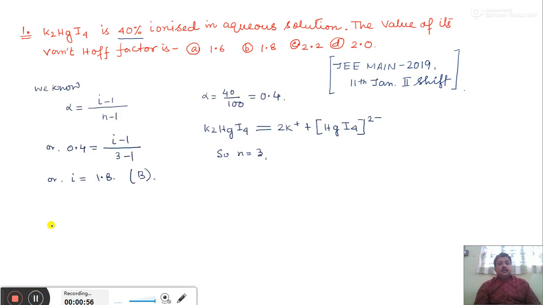Now the solution. We know the degree of dissociation alpha is equal to (i minus 1) by (n minus 1). The value of alpha is 0.4 because it is said that K2HgI4 undergoes 40% ionization. On dissociation, K2HgI4 forms 2 K plus cations and 1 HgI4 2 minus anion. So overall 3 ions will form, so the value of n is 3. Putting this value in the equation we get i is 1.8. This shows that option B is the correct one.